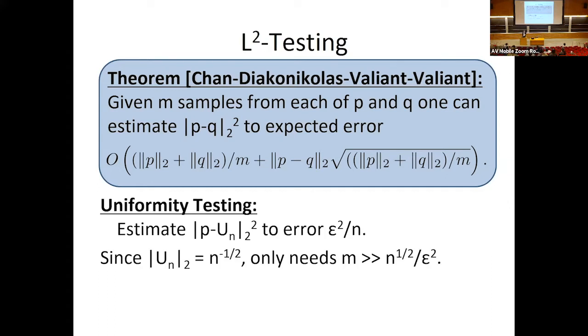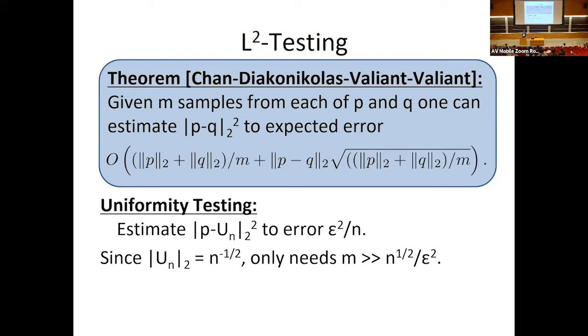And so if you want to do uniformity testing, if you can estimate the squared L2 distance between P and the uniform distribution to error about epsilon over n, that's enough to tell whether P is uniform versus epsilon far in total variation distance.